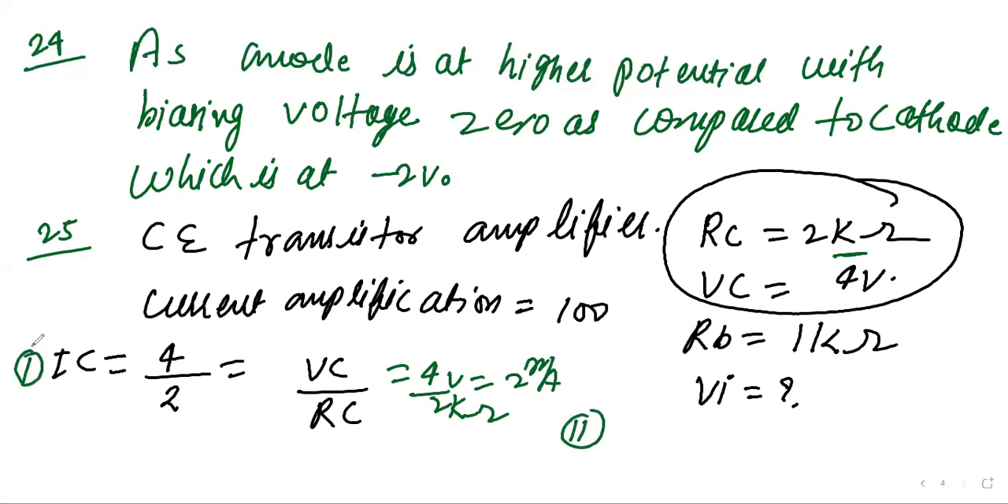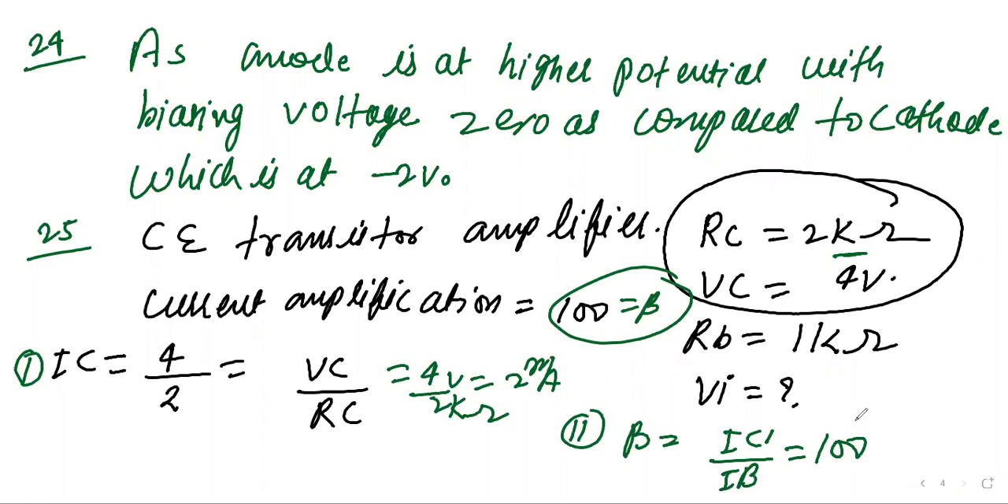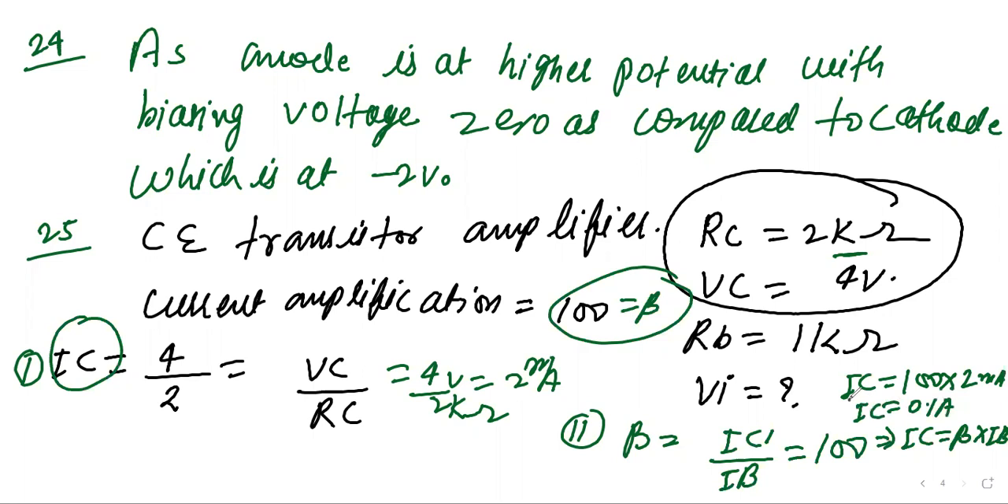Next value we have to find now. Amplification means beta. Beta is IC upon IB. Beta amplification is given, that is 100 now. So this is your 100 beta value, right? We know IC now, so IC will be nothing but beta into IB. Then IC is 100 into IB value. IC value is 2 milliampere, so IB will be 0.02 milliampere, that is 2 into 10 raised to minus 5 ampere, right?